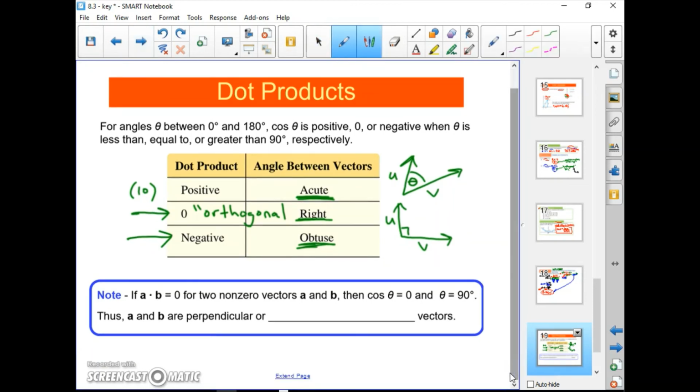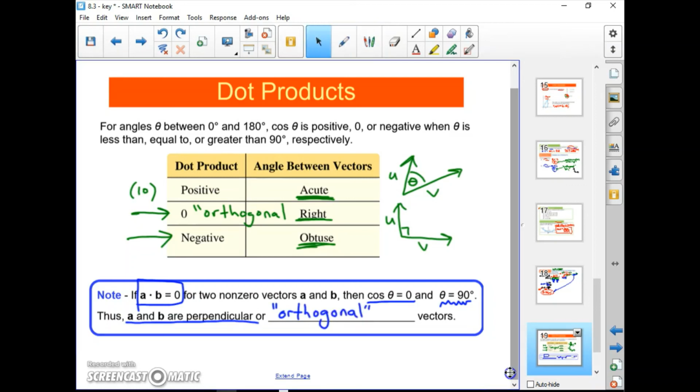So I've already talked about this, but if the dot product is 0, then that's going to end up making cosine theta equals 0. And you can solve that equation to find a 90-degree angle. We're talking about perpendicular vectors, and that's where this word orthogonal comes in. Orthogonal. Talking about perpendicular vectors.